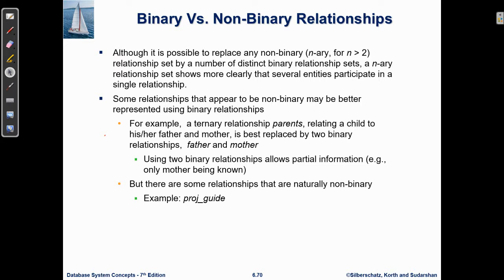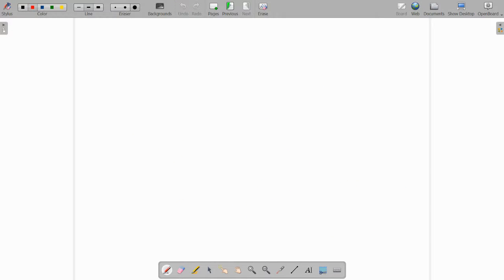For example, a ternary relationship, parents, relating a child to his or her father and mother, is best replaced by two binary relationships, father and mother. Using two binary relationships allows partial information, for example, only the mother being known. Yes, this is important. Whatever I have read out, I will explain with a diagram so that it will be more clear. The diagram is here. See here, first I'm drawing the ternary.